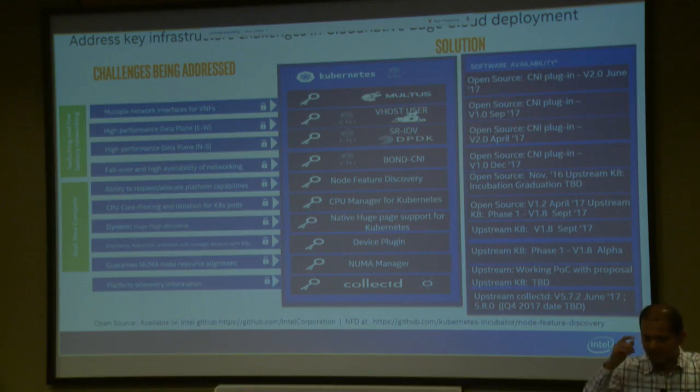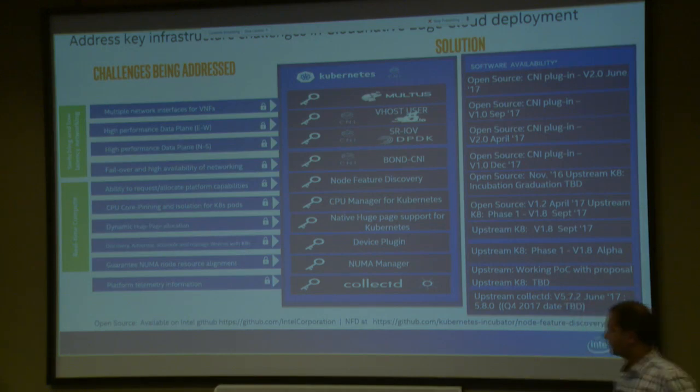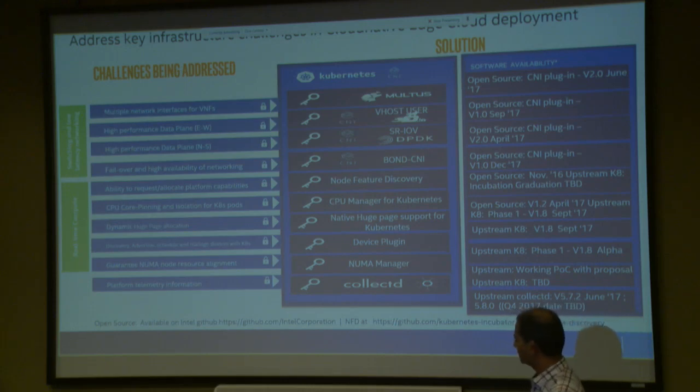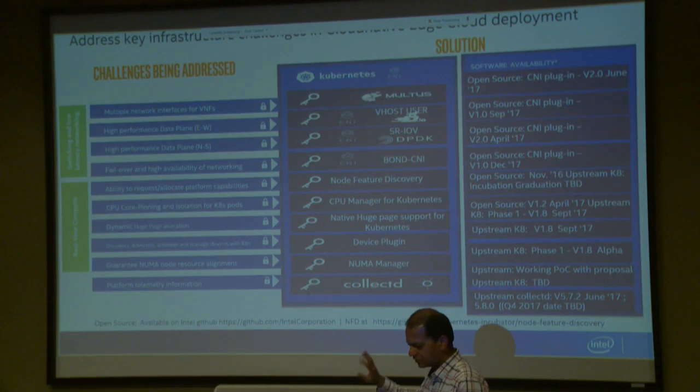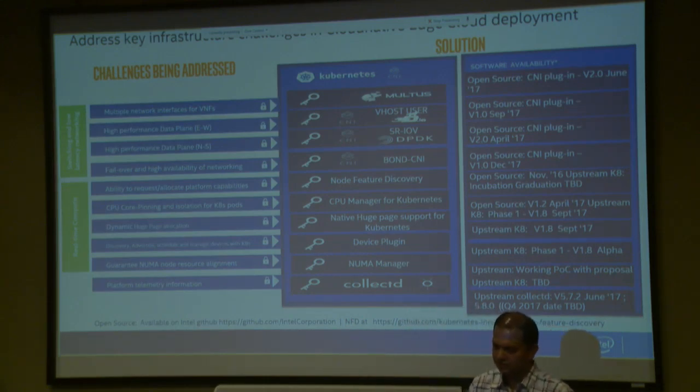So all the enhanced platform awareness work I mentioned, resource partitioning of core allocation, cache allocation, I/O allocation, memory, and SR-IOV, and various enhancements in silicon which are available to you in OpenStack, we had to get onto Kubernetes now. That's what this chart shows, all the work we have been doing over the last 2 or 3 quarters. We are there today, there are roadmaps for each of these projects, and each of these projects has its repository in GitHub.